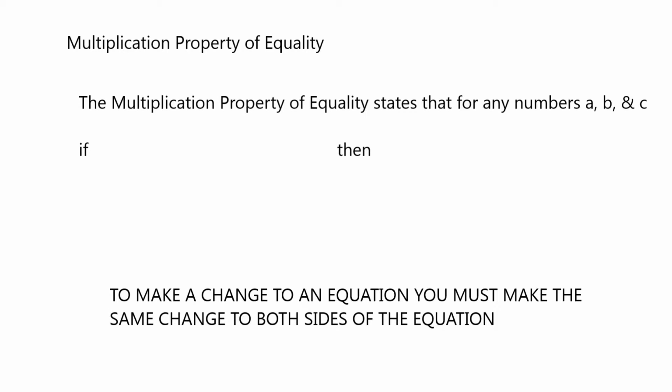The multiplication property of equality states that for any numbers a, b, and c, if a equals b, then that automatically means that a times c equals b times c. In other words, just like addition and subtraction, you can change an equation using multiplication as long as you multiply the same thing to both sides. This rule also works for division.